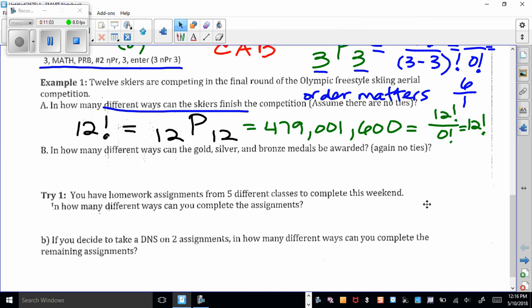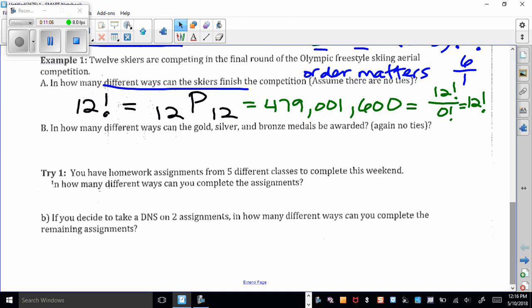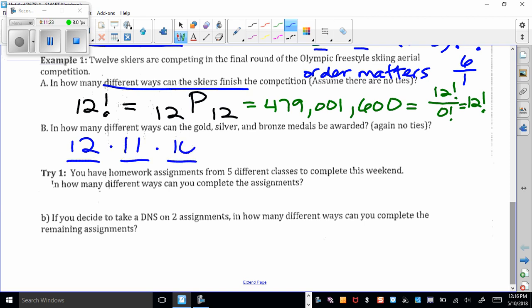Okay, so now in part B, we're getting gold, silver, and bronze. So we don't care about 4th through 12th place. We're just looking at 1st, 2nd, and 3rd. So now you have 12 for 1st place, 11 choices for 2nd place, and 10 choices for 3rd place. So we have 12 people. Order matters because you're getting gold, silver, or bronze. They're very different.